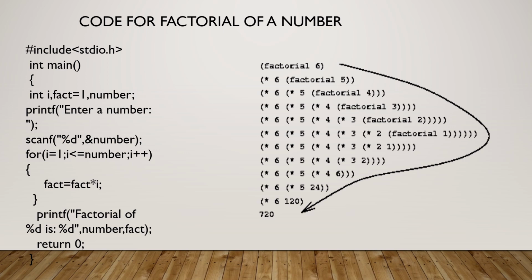If we take 6 as an input, fact of 6 calls fact of 5, which again calls fact of 4. This repeats until we reach fact of 1. Then fact of 1 returns its value to fact of 2. Fact of 2 returns its value to fact of 3. This repeats until it reaches fact of 6. Later, fact of 6 can be calculated using these values.